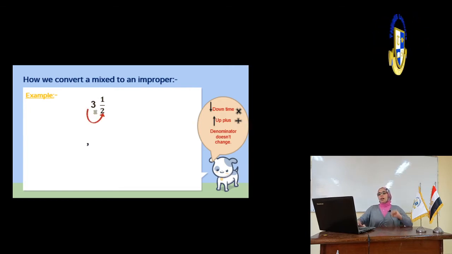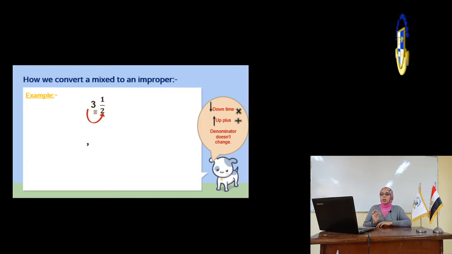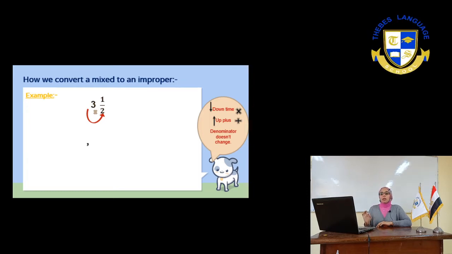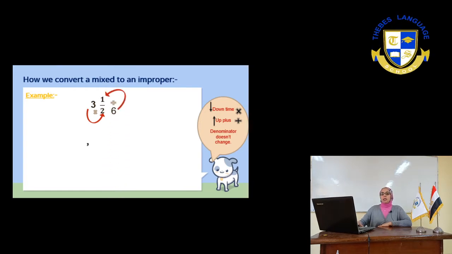Okay. If we have now 3 and 1/2, how do we convert it? At first, we must multiply 3 by 2. Take the whole down and multiply it by the denominator. 3 times 2 equals 6. 6 plus 1, it will be 7. So, this mixed number will be 7/2 to convert it into improper.